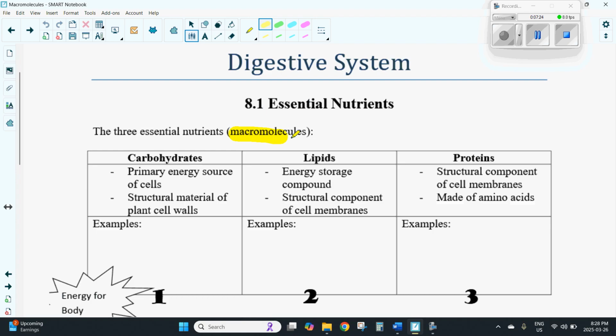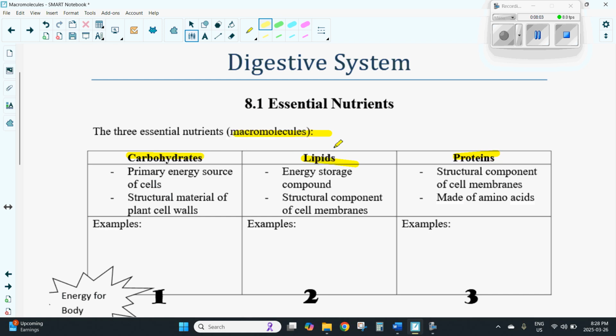The term macromolecule is an important term because macro means large. So we need these macromolecules in large amounts. In comparison to micromolecules, or micronutrients, which are needed in small quantities, things like vitamins. Macromolecules are three big groupings: carbohydrates, lipids, and then proteins.